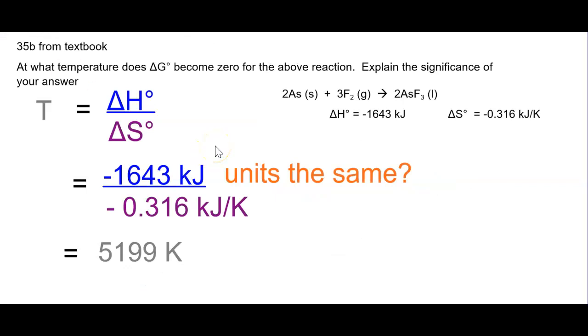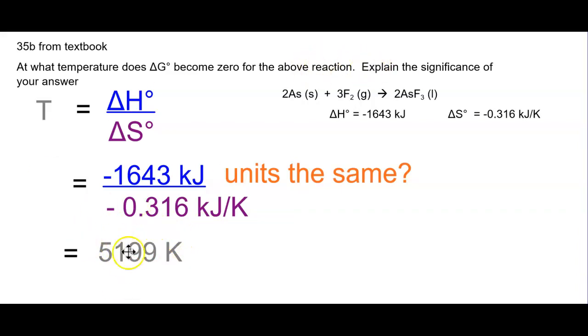And here we are doing the math to answer that same type of question: at what temperature? So that's the formula that we derived from rearranging our variables when G becomes 0. We did that math on the last problem to show how I got this algebraic formula. Plugging in my value for H, plugging in my value for S. Are the units the same? They are, so I don't have to convert. I get 5,199 Kelvin.